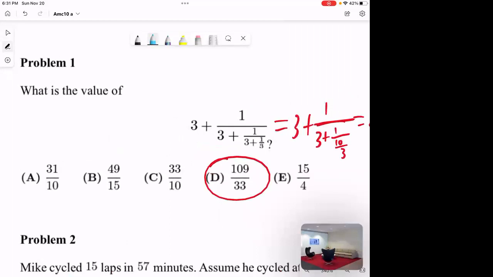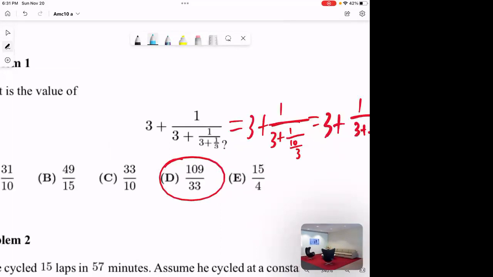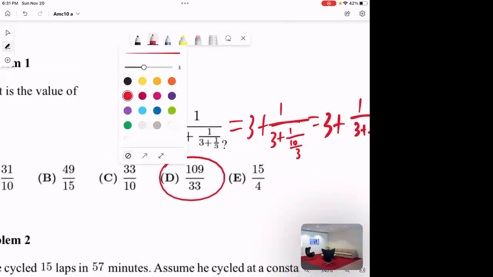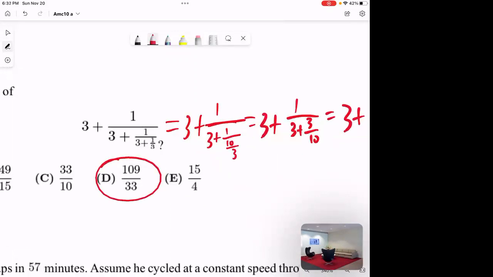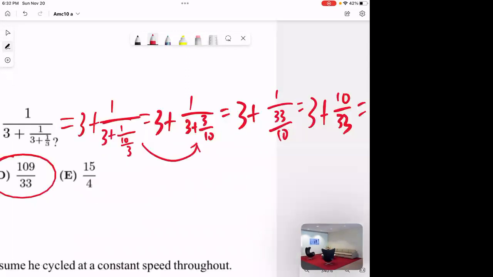So the first question: what is the value of 3 plus 1 over 3 plus 1 over 3 plus 1 over 3? First, if we look at this bottom left fraction, we can expand these two to make 10 over 3. And then it's 1 over 10 over 3, which gives us 3 over 10. And then we have 3 plus 3 over 10, multiply 3 by 10 to give us 30. 30 plus 3 is equal to 33 over 10.